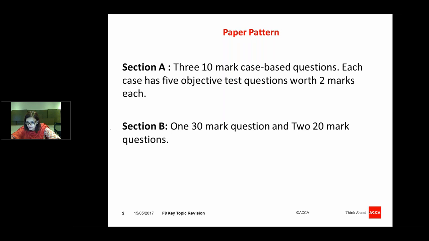The whole syllabus handouts, again, the knowledge summary that has been uploaded, that's the entire syllabus. So the knowledge summary covers the entire syllabus.